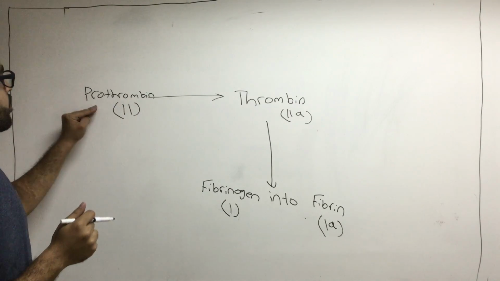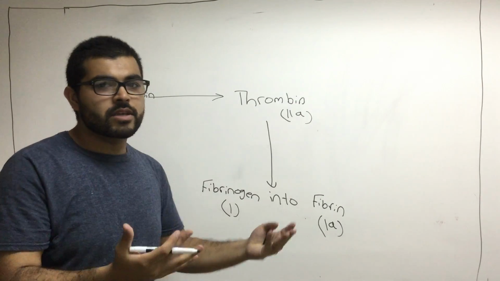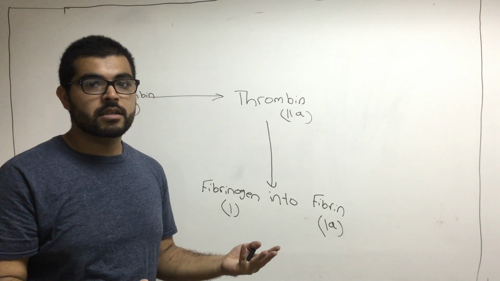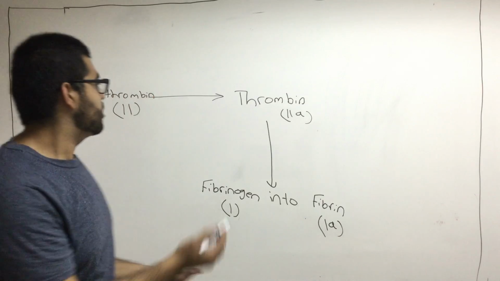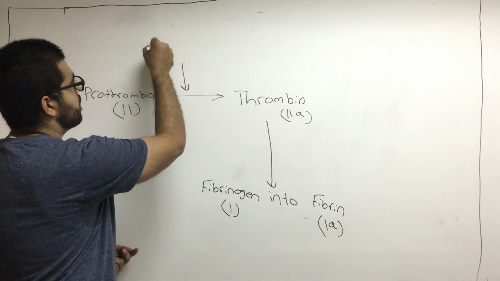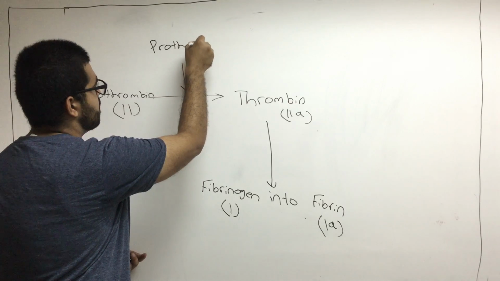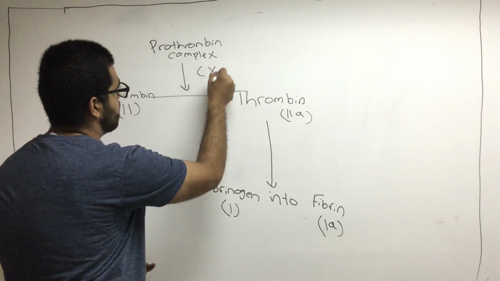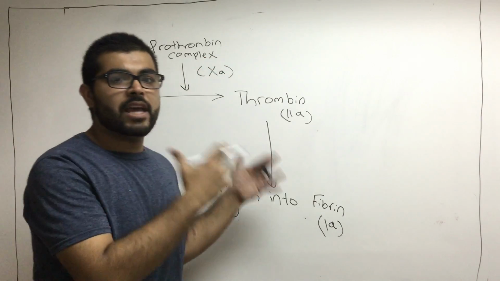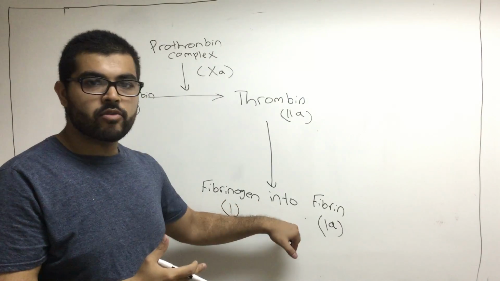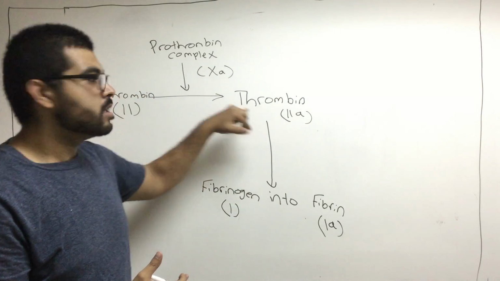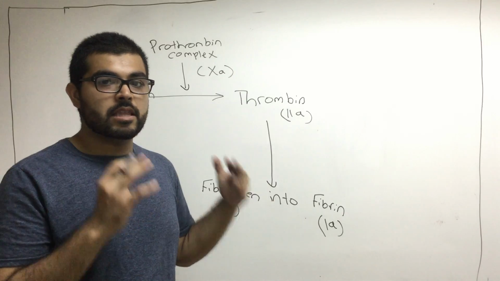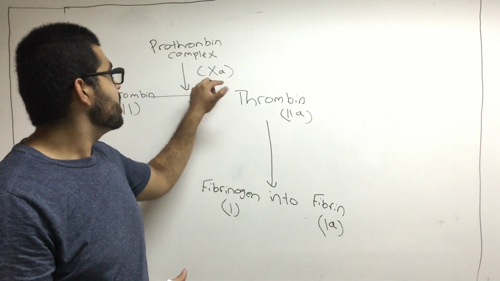Now, to convert prothrombin into thrombin, that's also a dilemma. And what we need to do this is our prothrombin complex. And that's where your factor 10A comes from, right? So this is the grand scheme of things. Fibrinogen to fibrin, for that we need thrombin, but thrombin is going to be in its inactive form. We have to activate that, and we need the prothrombin complex. And the main component of the complex is going to be your factor 10A.